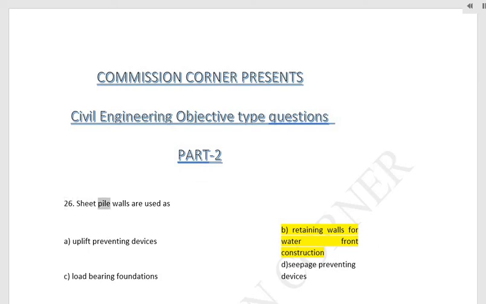26. Sheet pile walls are used as: A. Uplift preventing devices. B. Retaining walls for waterfront construction. C. Load-bearing foundations. D. Seepage preventing devices.